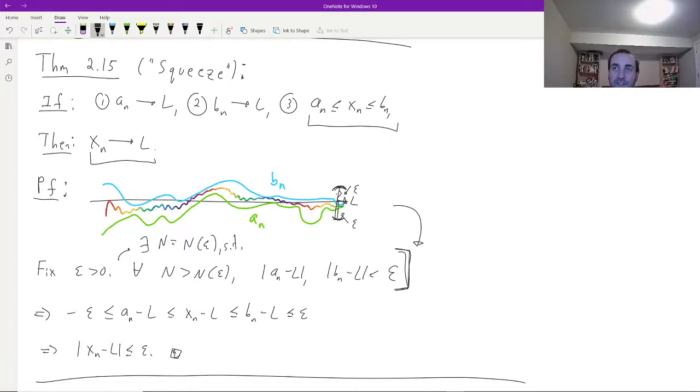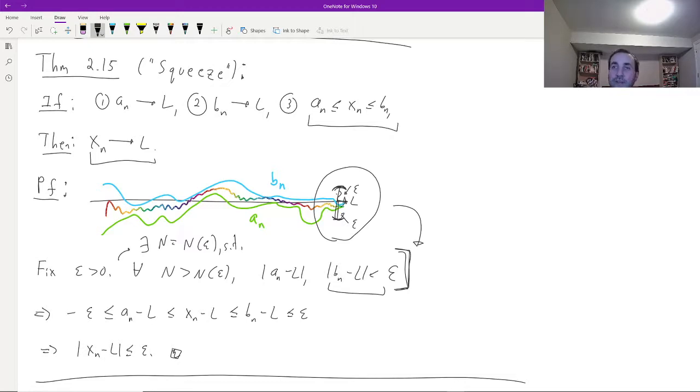And the next part is we just have to turn this little bit of the picture into mathematics. So what's going on there? Since we have an minus L in absolute value is less than epsilon, we certainly have that minus epsilon is less than an minus L. An is less than xn, so this is less than xn minus L. Xn is less than Bn, so this is less than Bn minus L. And then in the other direction, using this inequality, Bn minus L is less than epsilon.